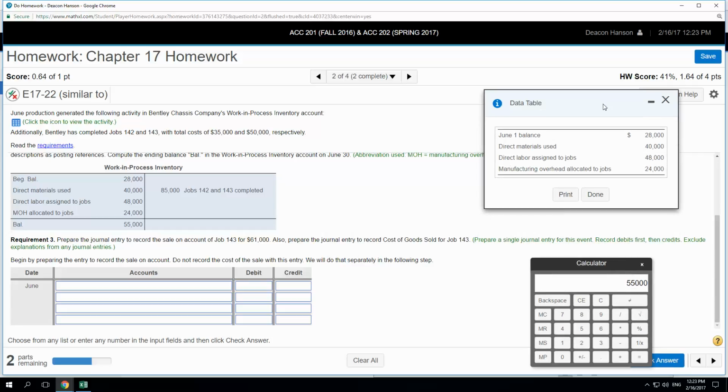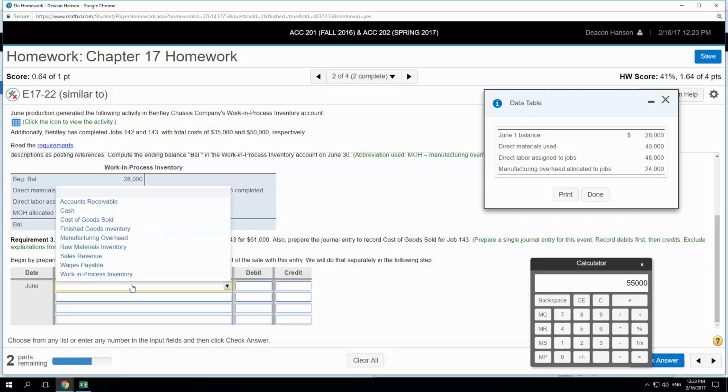So what does it ask me for next? Prepare the journal entry to record the sale on account of job 143 for 61,000. Okay. Also prepare the journal entry to record cost of goods sold for job 143. So this is really like an accounting 201 entry that we're going to have now.